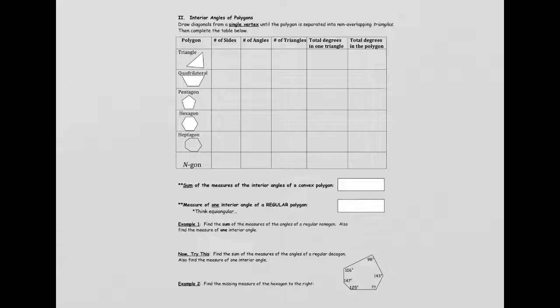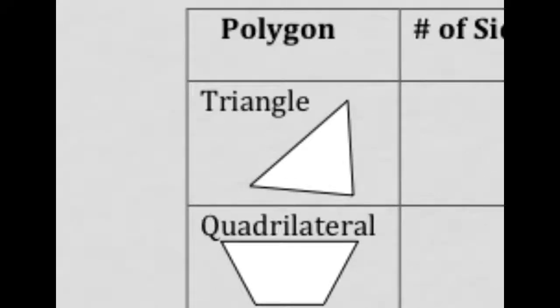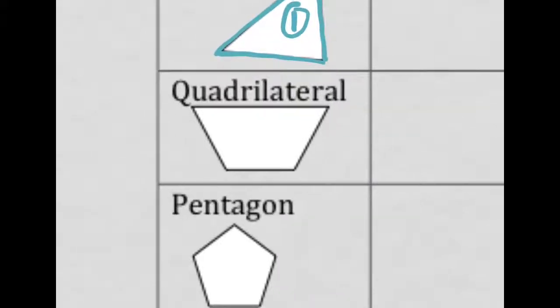So too, we've got the interior angles of polygons. We're going to draw diagonals from a single vertex until the polygon is separated into non-overlapping triangles. Okay. And then we're going to complete the table below. Let's look at this triangle here. Here's a vertex of the triangle, and really we can't draw to any other vertex without drawing on the triangle side itself. So, how many triangles do we have in here? 1, right? Well, that's not very fun.